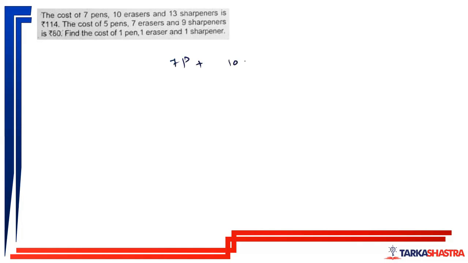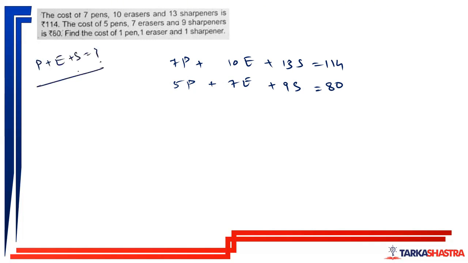7 pens plus 10 erasers plus 13 sharpeners is 114. Then the cost of 5 pens, 7 erasers and 9 sharpeners will be 80. We have to find out the cost of 1 pen, 1 eraser and 1 sharpener. Try to understand one thing over here: 7 pen, 10 eraser, 13 sharpener. What is the difference in the coefficients? 3 and 3.